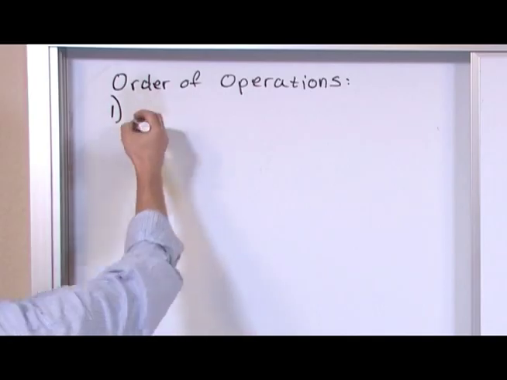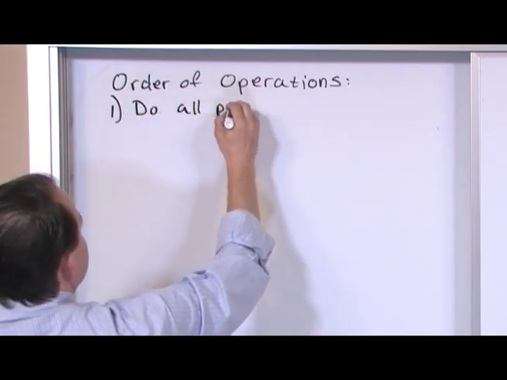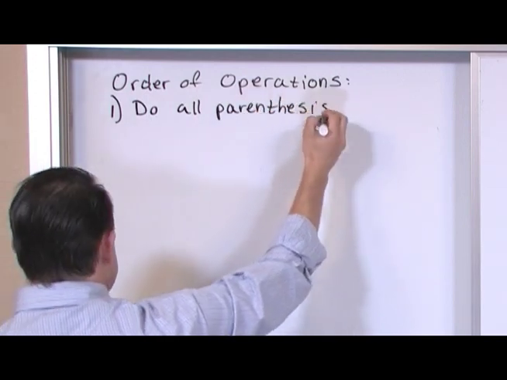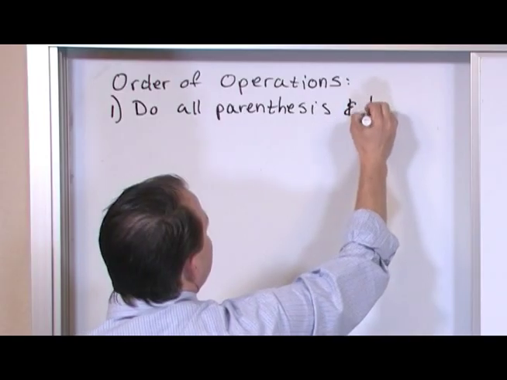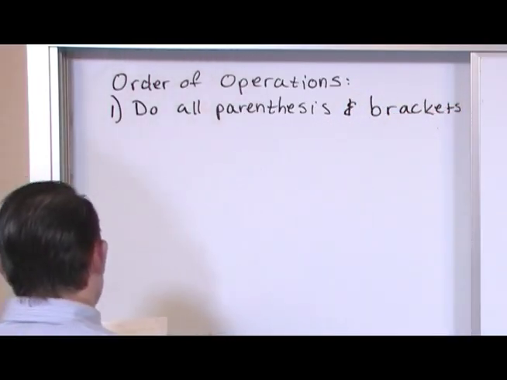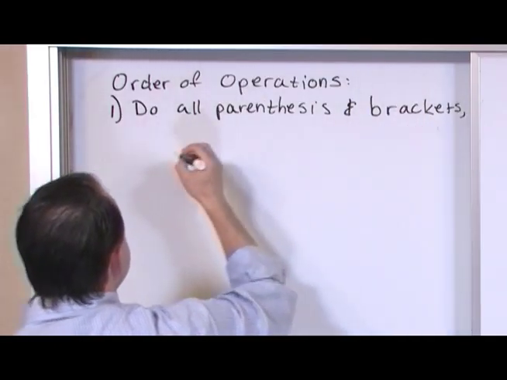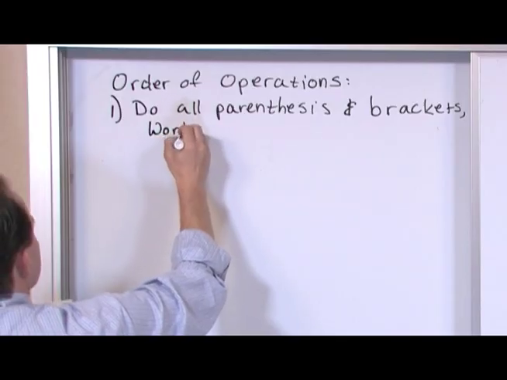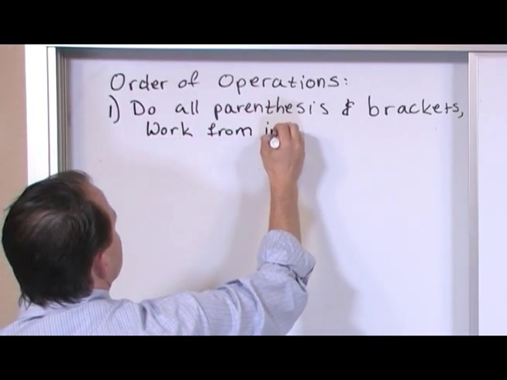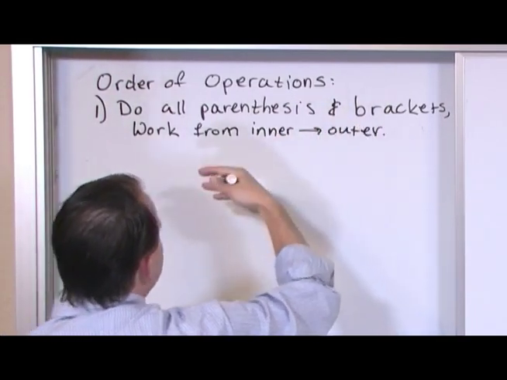The first thing is, do all parentheses and brackets first, and what we're going to do is we're going to, let me put a comma here, work from inner to outer. And you might even read that and say, what's he talking about?